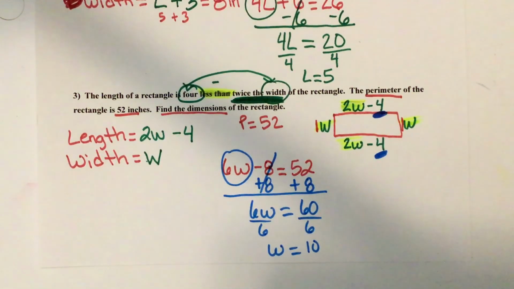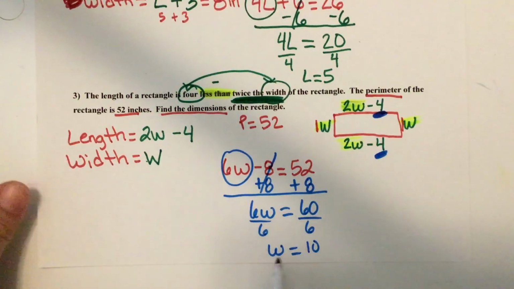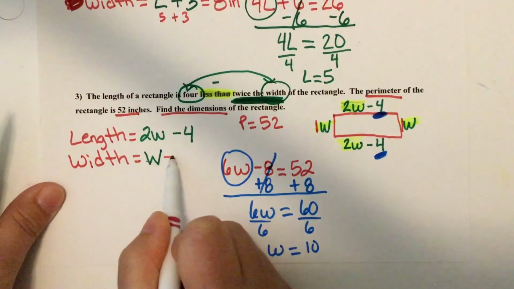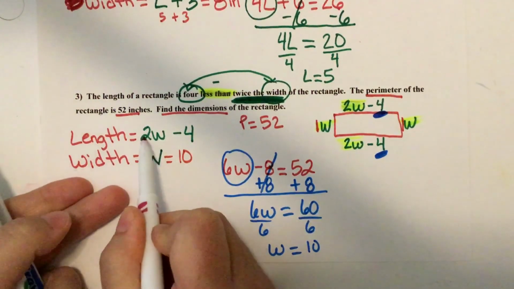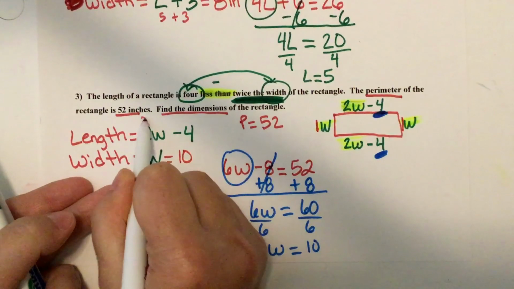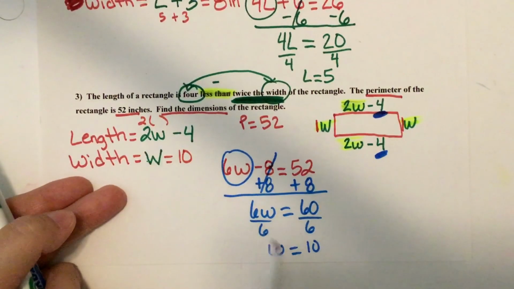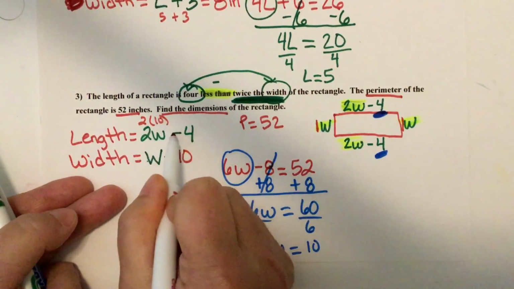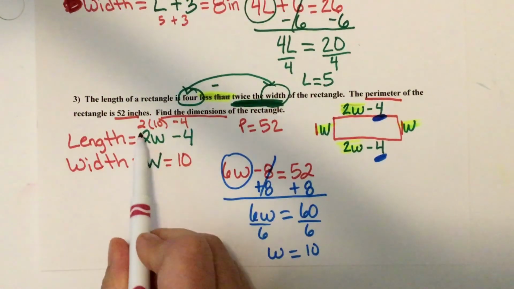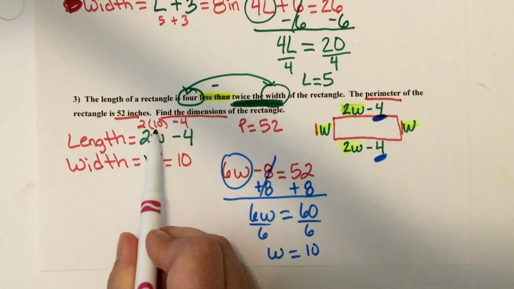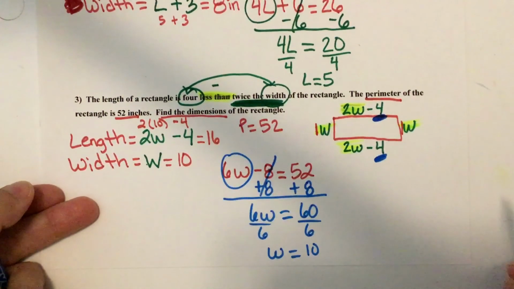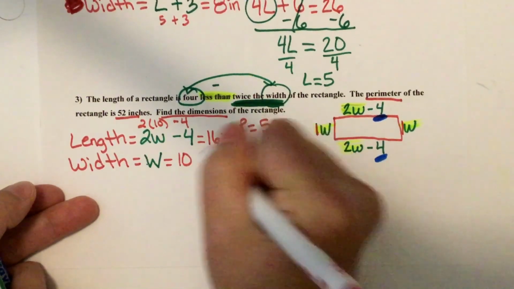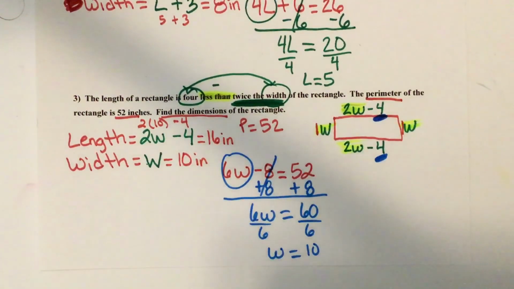Okay. So I'm going to come back up here where W is written down, and I'm going to label that with a 10. And then the length says take 2 times your W answer. So I'm taking 2 times, what was our W answer? 10. And I'm going to subtract 4 from it. So 2 times 10 is 20. And 20 minus 4 is 16. And this problem was dealing in inches. So the length is 16 inches and the width is 10.